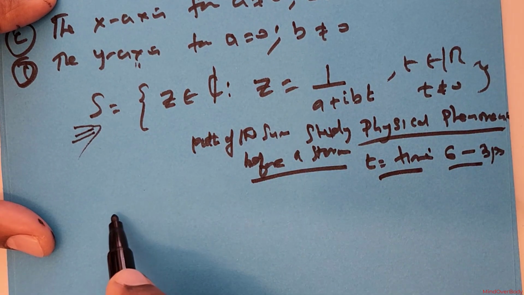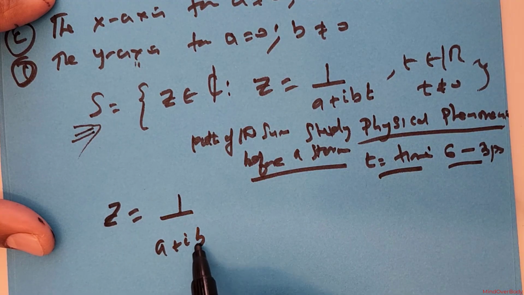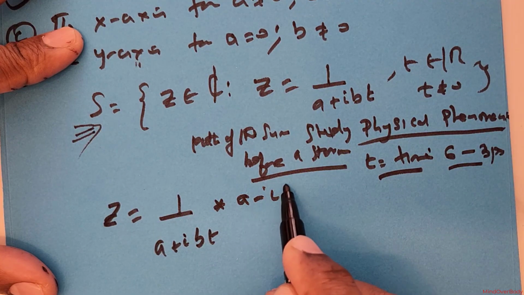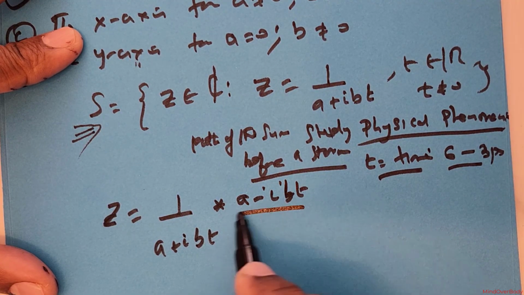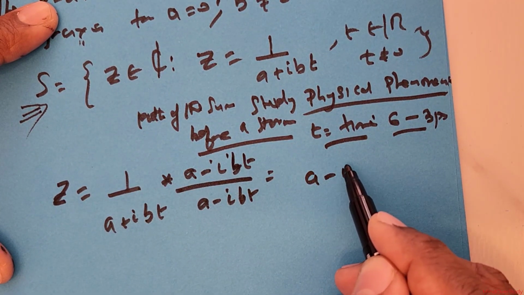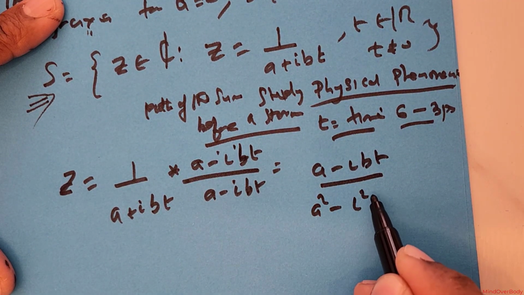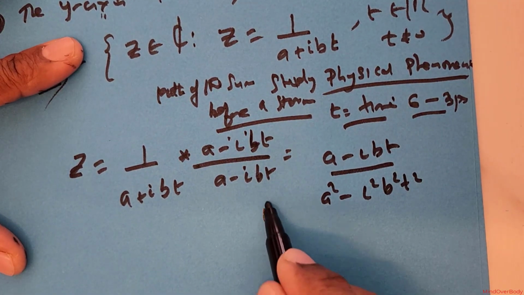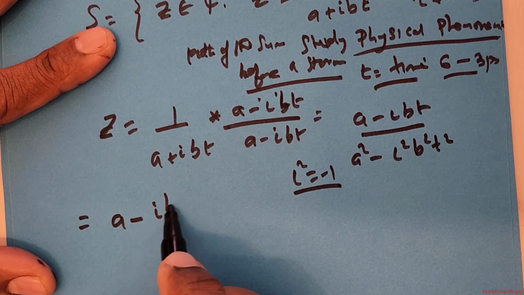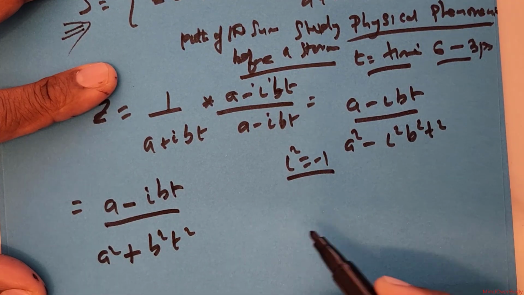Now our z is given, so let me consider this z. z is equal to 1 over a plus i b t. Now what I wish to do is I will multiply this by a minus i b t divided by a minus i b t. This is going to give me a minus ibt divided by a squared minus i squared b squared t squared. Now i squared is -1, so this is going to give me a minus ibt divided by a squared plus b squared t squared.